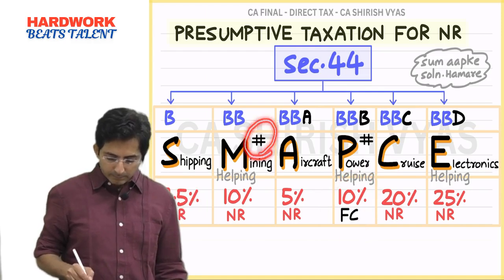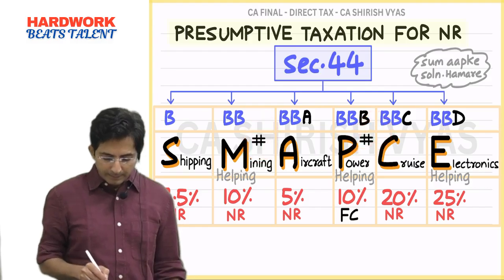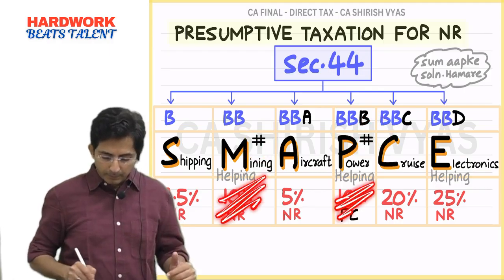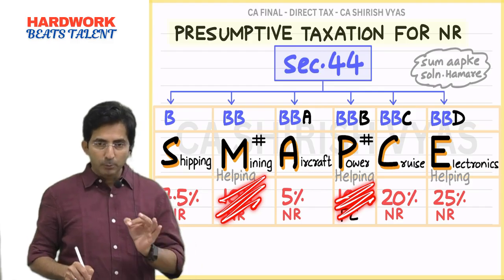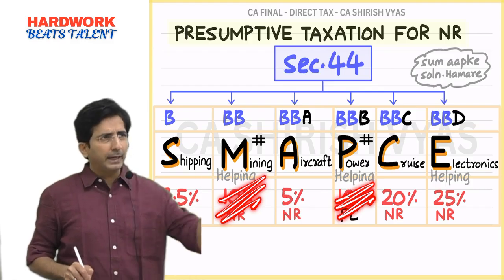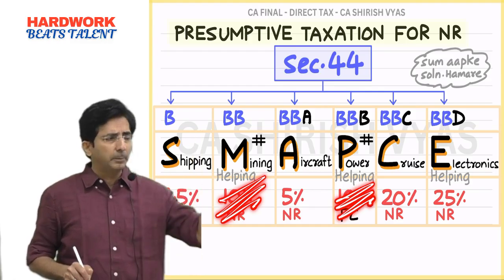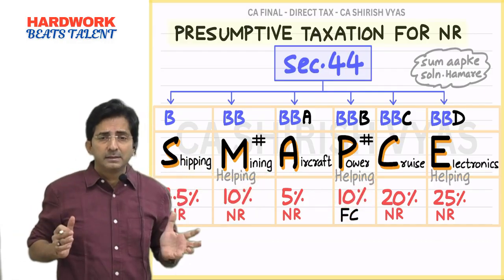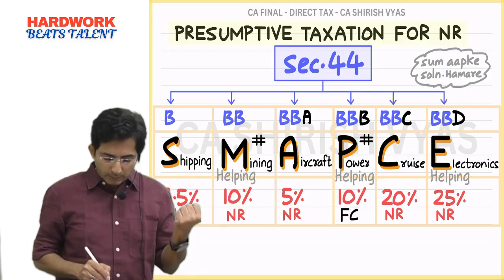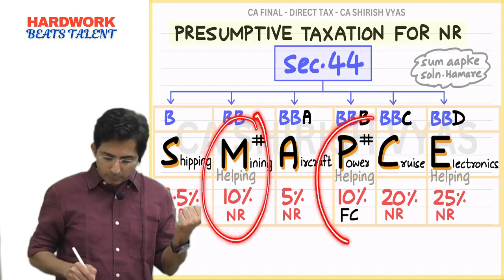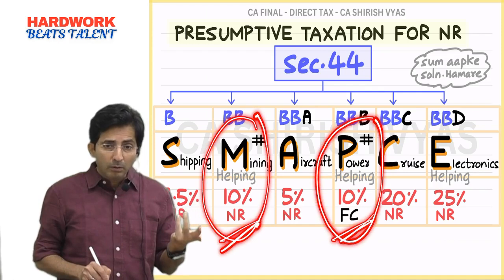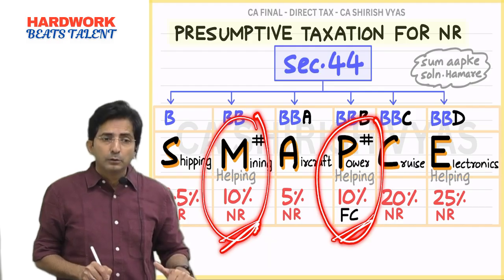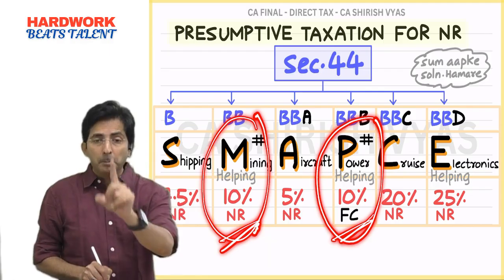Then can you see two hashtags? Where I've written that hashtag? That hashtag is there only in helping mining business, helping power business. So here there is a provision saying if, in the helping of mining business and the helping in power business, the NR claims that our actual profits are less than the presumptive, what is the presumptive amount? 10%, here also 10%. But they are claiming no, our net profit is not 10% of gross receipt, it is less. So you can show less income, but compulsory books and audit.